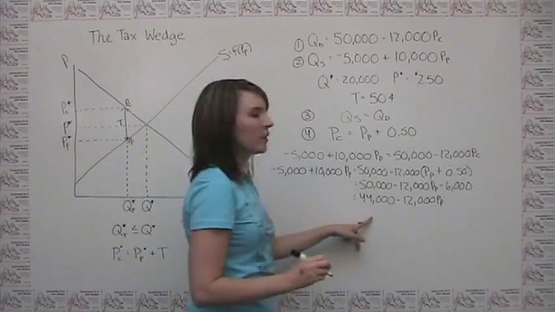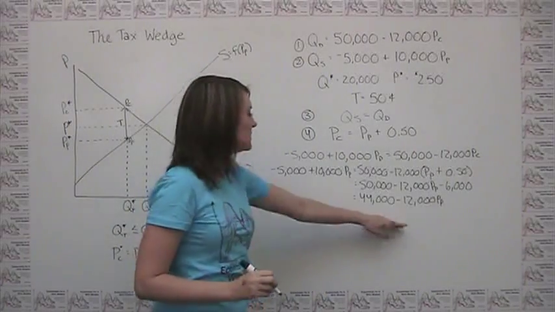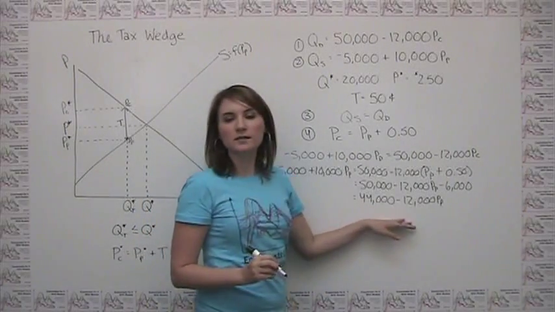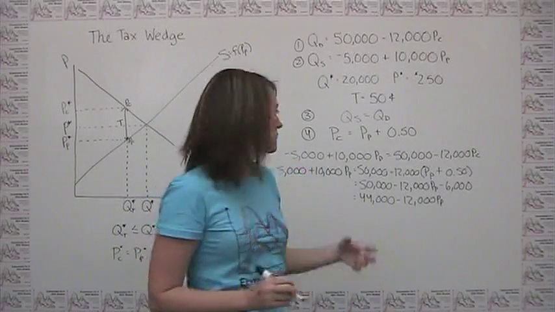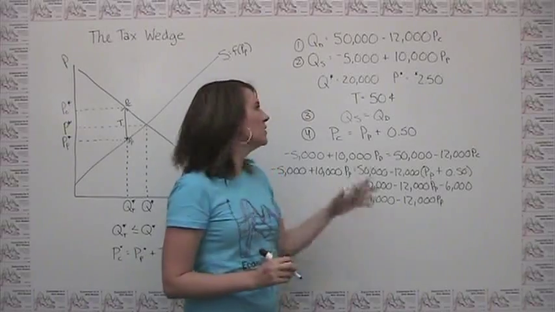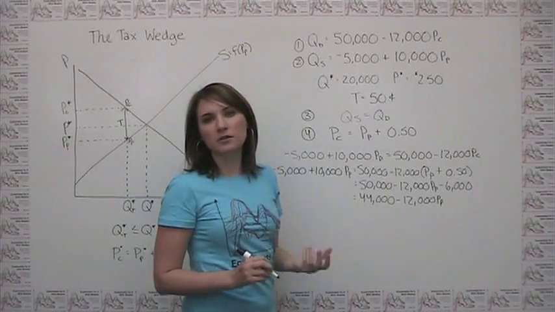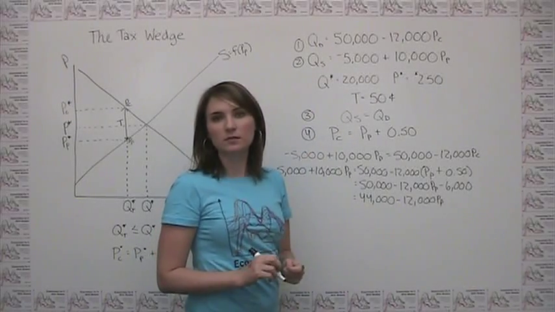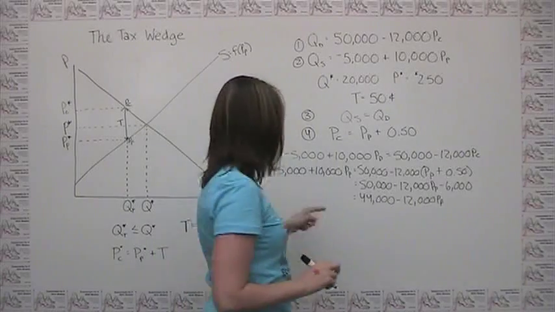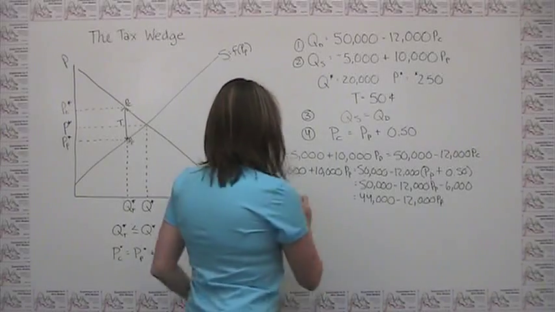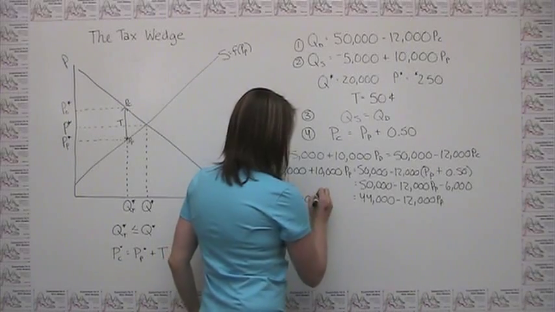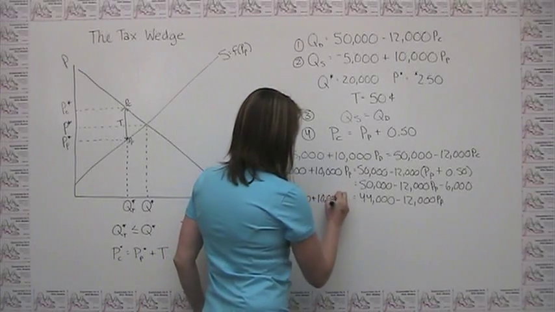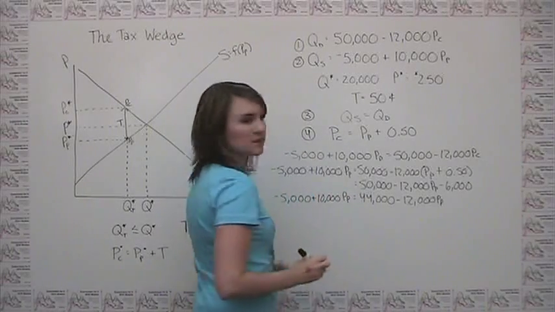times the producer's price. Notice that this is exactly what we got when we put a tax on consumers and we shifted the demand curve. So you can see how this is all fitting together, but this approach overall is generally a little bit more simple than what we did before. So if we bring this down, we now have one equation and one unknown. And now we just need to solve.